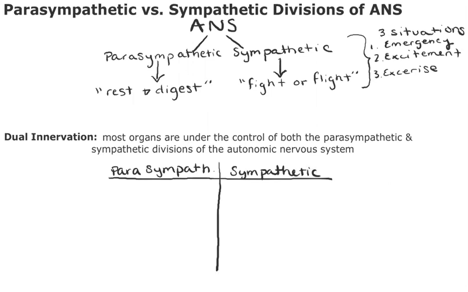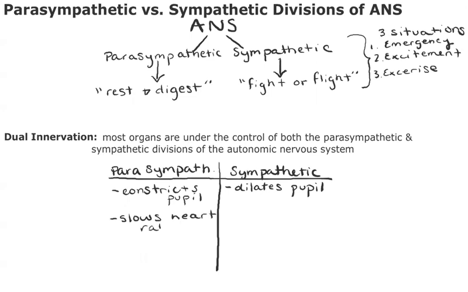Okay, so your parasympathetic division is going to constrict your pupil. This is because you don't need it to be very wide when you're just hanging out. But in a sympathetic situation, in either emergency, excitement, or exercise, your pupils are going to dilate. And that's done by your sympathetic division. Your parasympathetic, similarly, is going to slow your heart rate down. But your sympathetic division is going to speed it up.